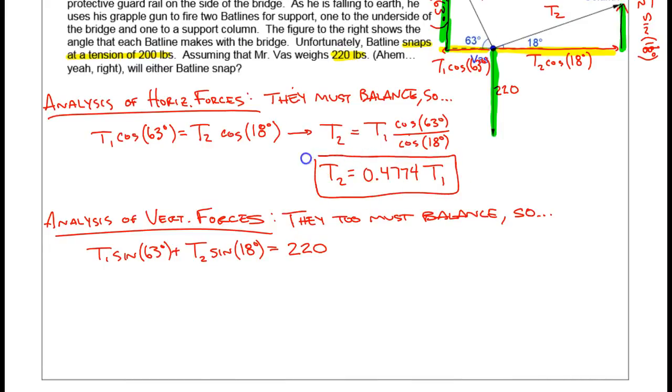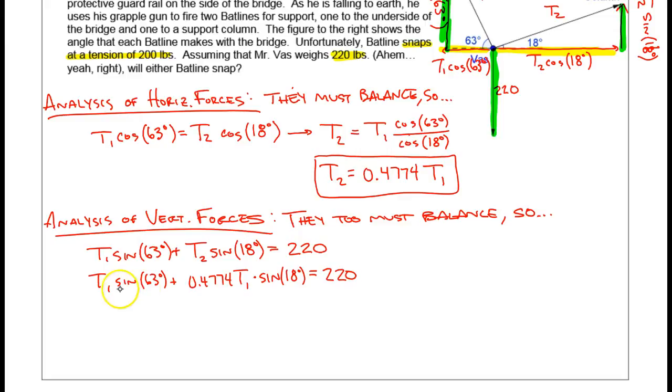From the previous part of the problem, when we analyzed the horizontal forces, we have T2 equals 0.4774 times T1. So I'm going to go ahead and substitute that in right now. This is going to give me T1 times the sine of 63 degrees plus T2, which is 0.4774 times T1, times the sine of 18 degrees, and that has to equal 220 pounds.